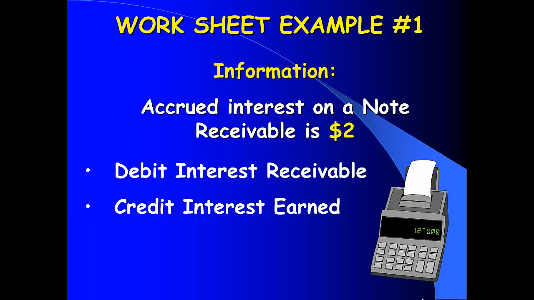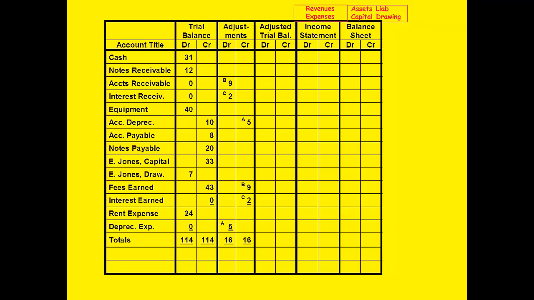My last adjusting entry is to accrue interest on a note receivable, $2. That requires a debit to interest receivable to make the asset go up, a credit to interest earned or interest revenue to make that revenue go up. Now again, the first place we will record this is in the adjustments column of the worksheet. We will still have to come back later on and take it and put it into the journal and post it as well. That's all my adjusting entries, so I'm going to stop and add them up.